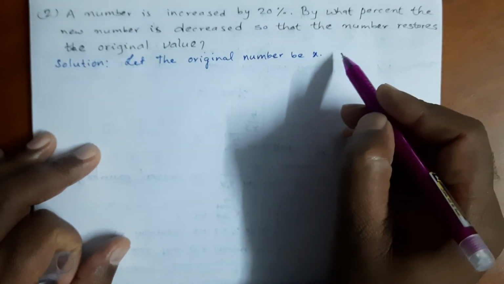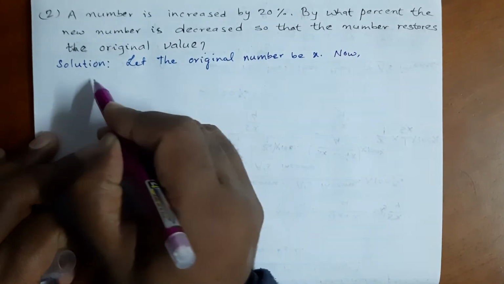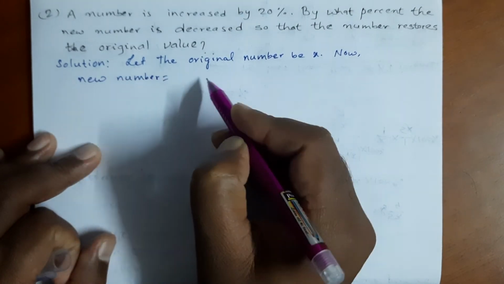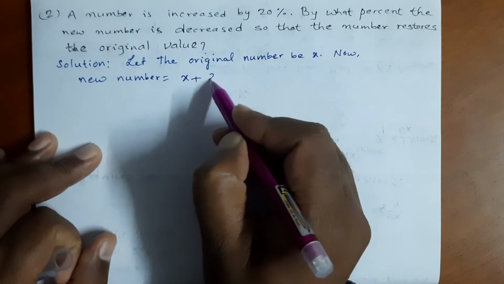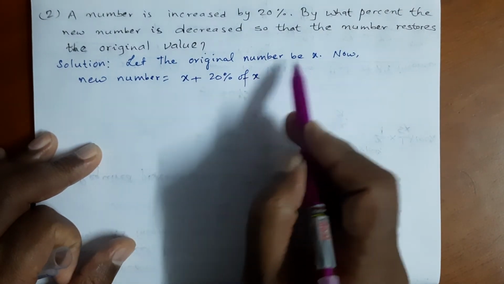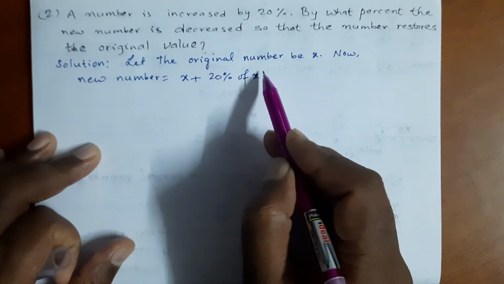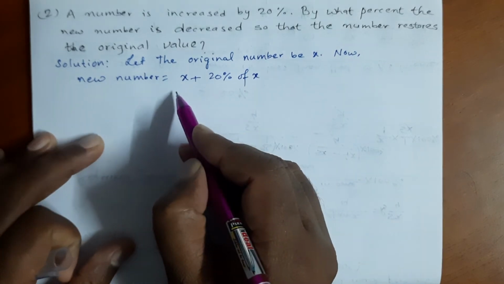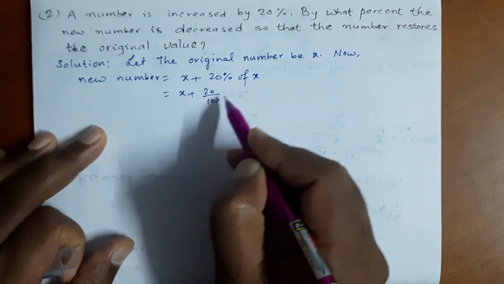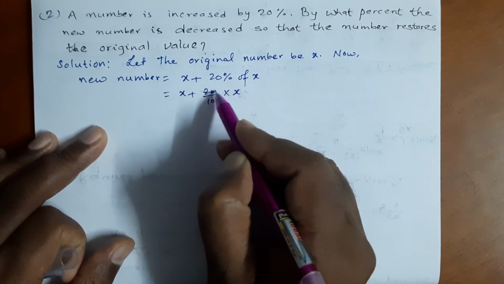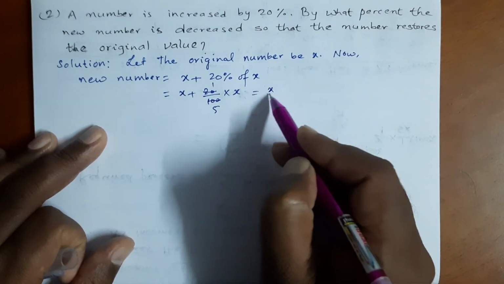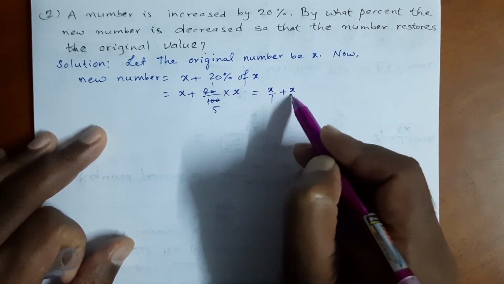Then the number is increased by 20%. Now new number equals to this original number plus 20% of this original number. Okay, the original number is x plus 20% of this original number x. So this equals to x plus 20 over, in place of percentage, 100, in place of multiplication sign, x, 5 is 100. Now like before, x over nothing means is 1 plus x times 1, x over 5.